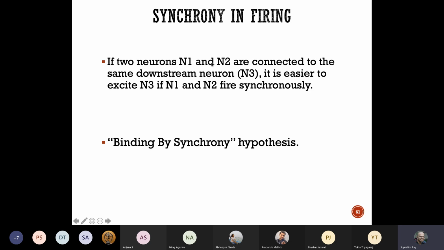Okay, so if two neurons N1 and N2 are connected to the same downstream neuron N3, so right now N1 and N2 are my two neurons in V1, and let's say they are connected to this N3, which is in V2, which is the next area that V1 neurons project to. We don't have data from N3, but we do have N1 and N2. So it's easier to excite N3 if N1 and N2 fire synchronously. This actually is a profound theory called binding by synchrony, which was proposed several decades ago, and it's still something that people are very excited about. So the question is that in the data set that we have, are neurons firing synchronously?